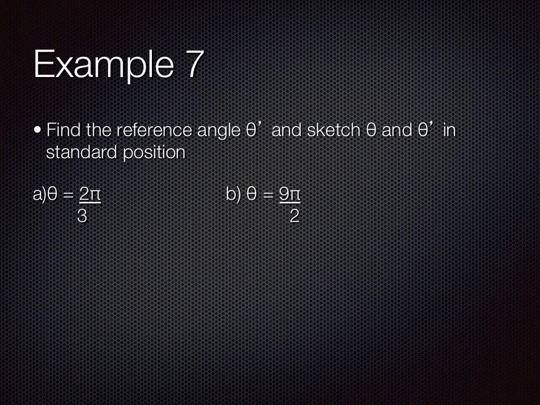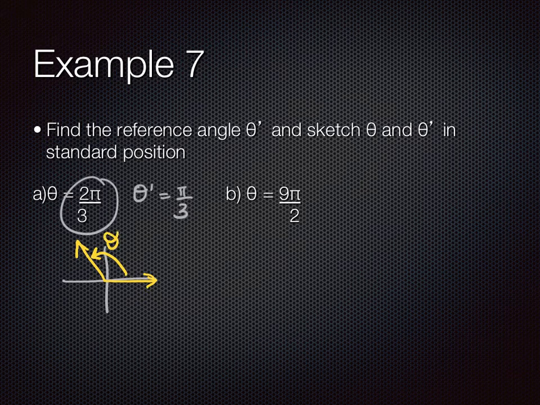All right, so example 7 says find the reference angle theta prime and sketch theta and theta prime in standard position. So we just said this was one of our special angles, so theta prime would be pi over 3. If I were to draw each of these on my unit circle, theta would be from my initial position to 2 pi over 3, which would be here, and the reference angle would be here.